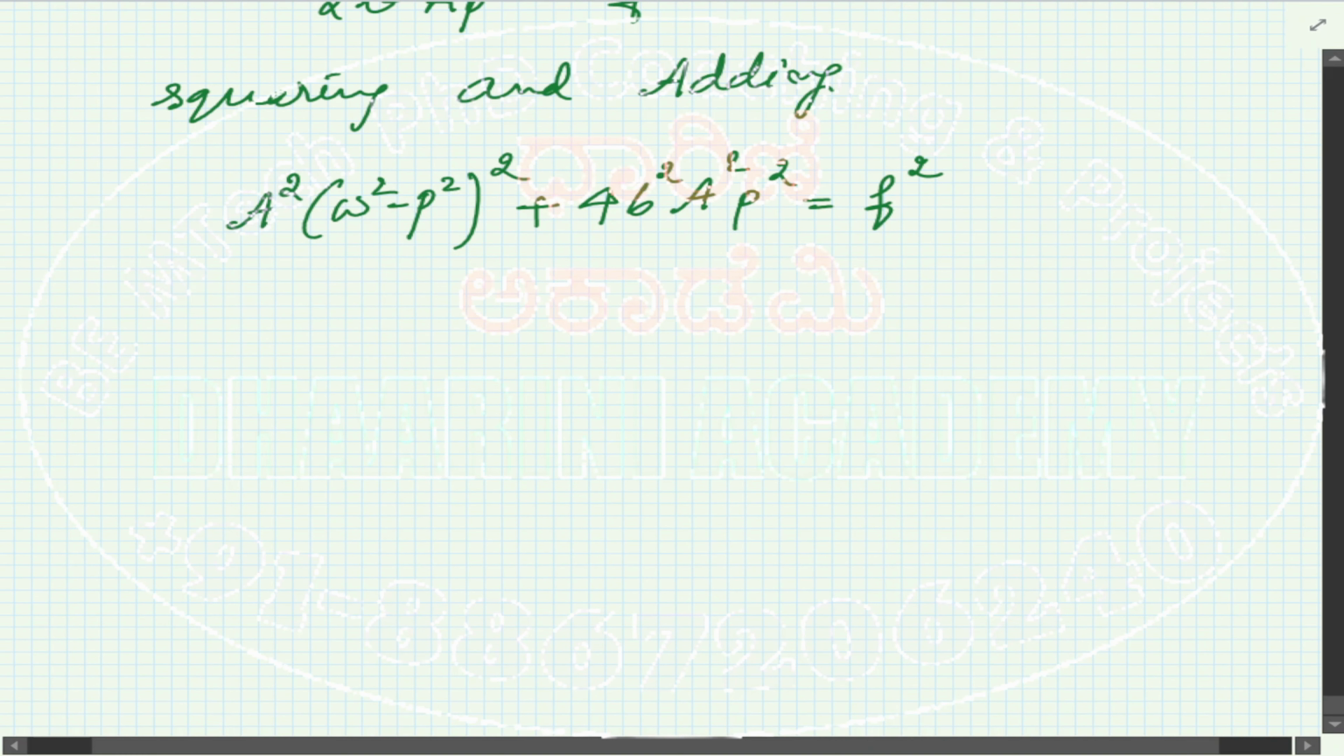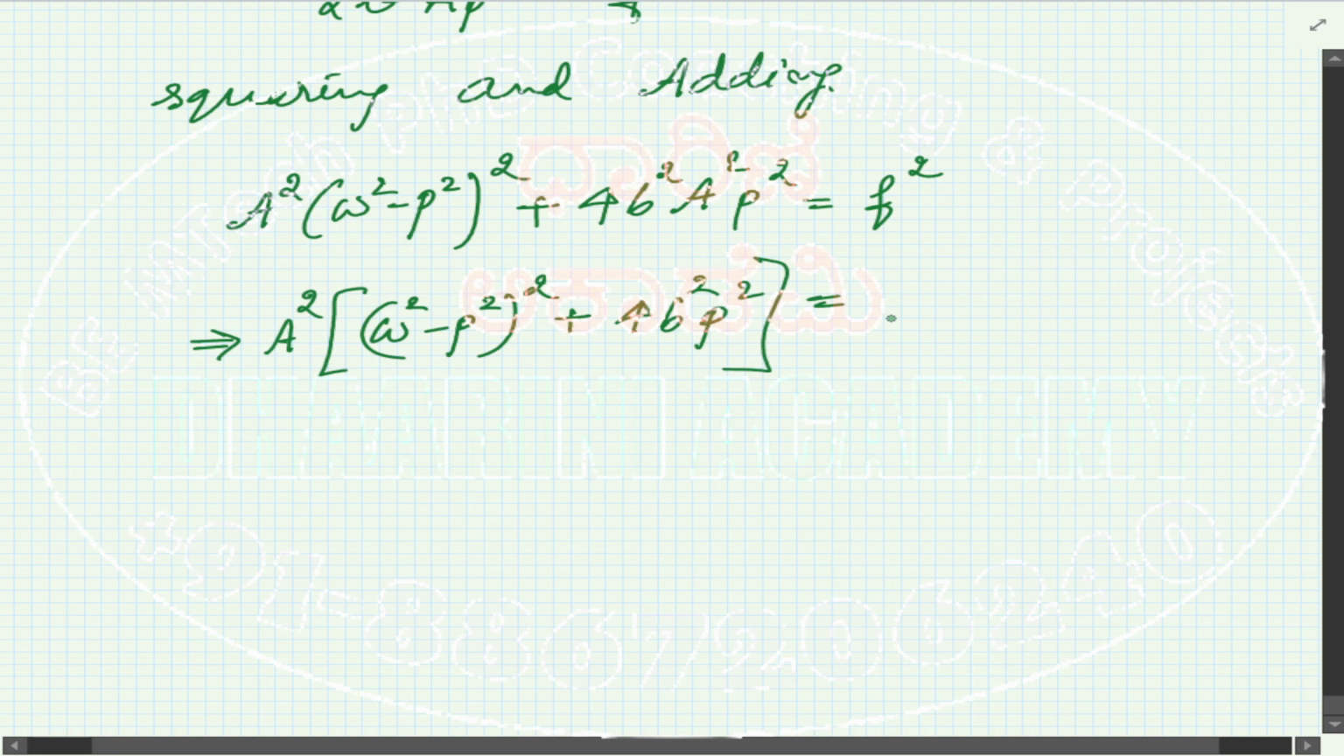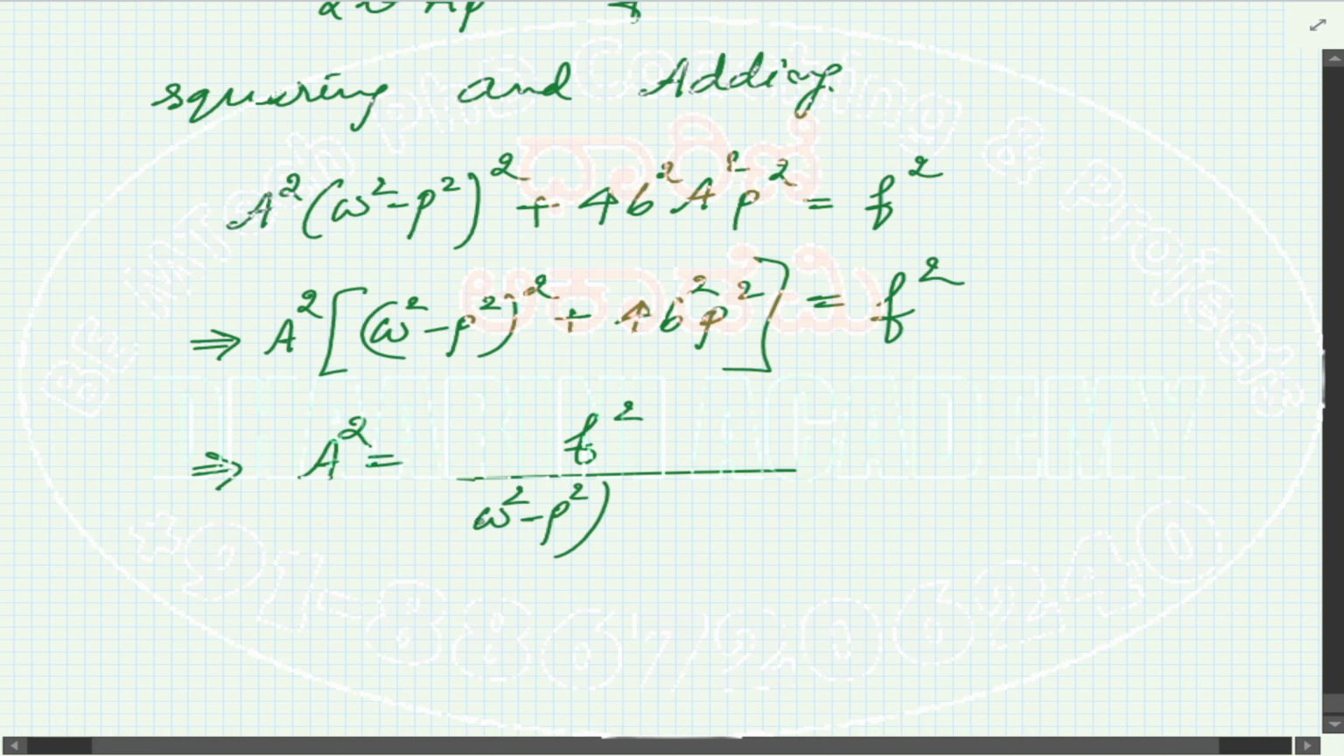Okay, now let's say I want to calculate the value of a. So this implies, let's write what is a square, right? Let's take the a square common from both the terms. Then I have (omega square minus p square) the whole square plus 4 into b square into p square should be equal to f square, right? So now this means that a square can be calculated as f square divided by (omega square minus p square) the whole square plus 4 times b square p square.